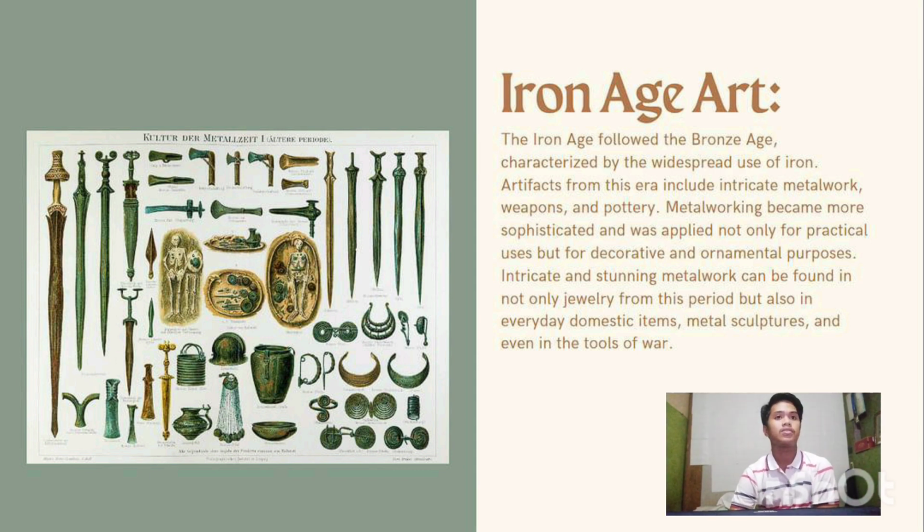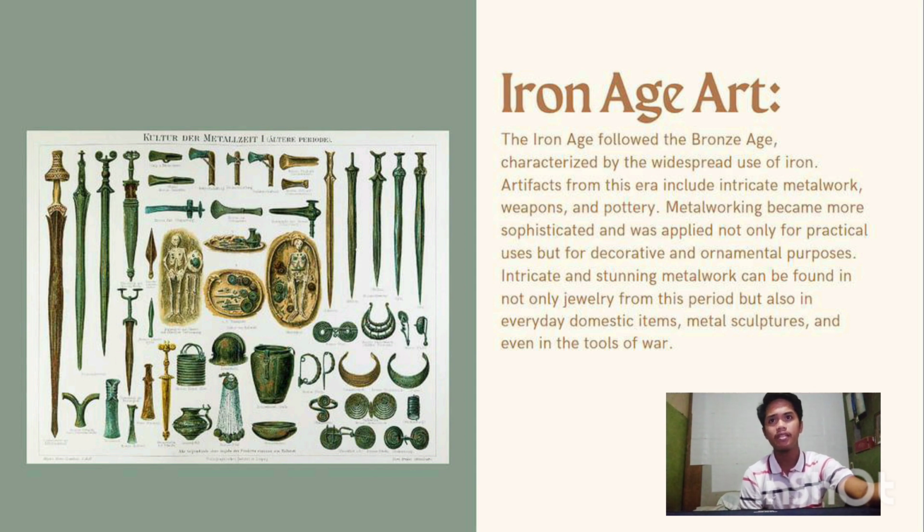Iron Age art. The Iron Age art followed the Bronze Age art, characterized by the widespread use of iron. Artifacts from this era include intricate metalwork. As we can see, we have weapons and pottery. Metalworking became more sophisticated and was applied not only for practical uses, but for decorative and ornamental purposes. Intricate and stunning metalwork can be found not only in jewelry from this period, but also in everyday domestic items, metal sculptures, and even the tools of war.